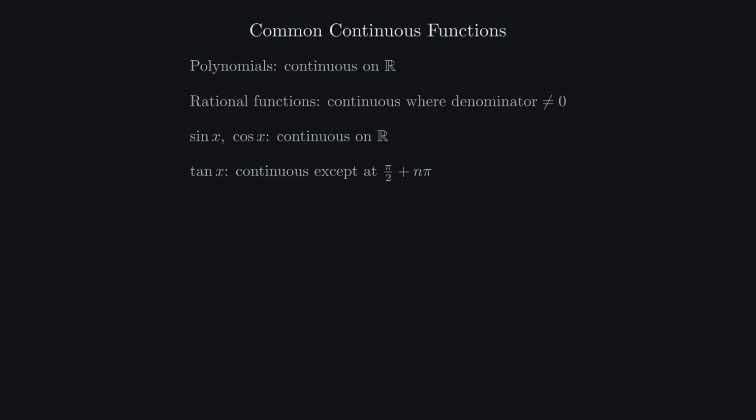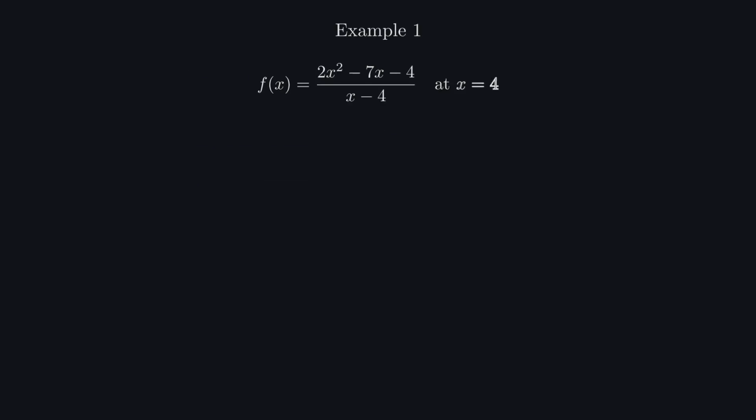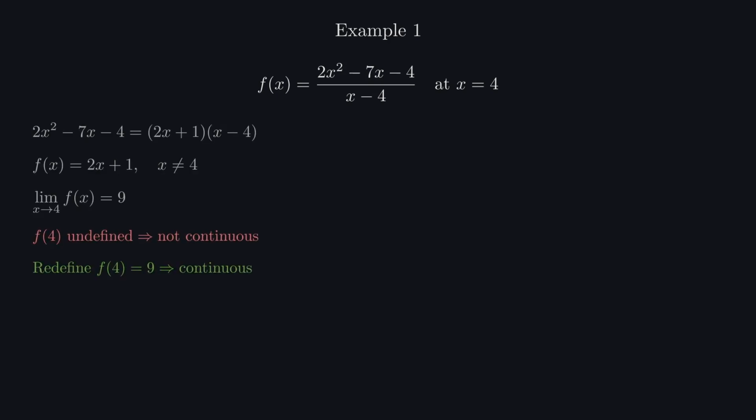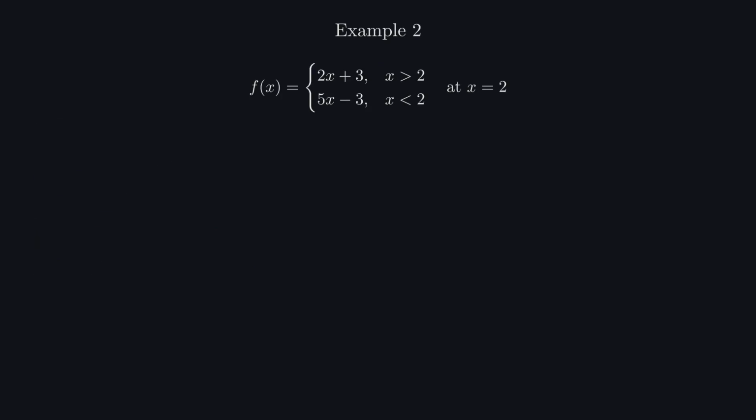Let's take some examples. In the first example, we study the function (2x squared minus 7x minus 4) over (x minus 4) at x equals 4. We factor the numerator as (2x plus 1) times (x minus 4), so for x not equal to 4, the function becomes 2x plus 1. Therefore, the limit as x approaches 4 is 9, but the function is undefined at x equals 4, so it is not continuous there. This is a removable discontinuity, and defining f of 4 to be 9 makes the function continuous.